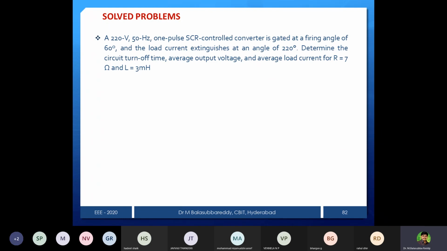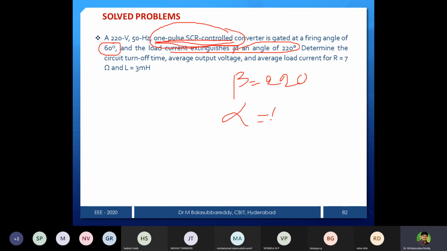Now another problem, a one pulse converter. What is the meaning of a one pulse converter? A one pulse converter is nothing but a half wave rectifier, gated at a firing angle of 60 degrees. Alpha is given, the converter name is also known to you, and the extension angle is given as 220 degrees. Extension angle is nothing but beta. Beta is given as 220 degrees, alpha is 60 degrees, and the supply is 220 volts.